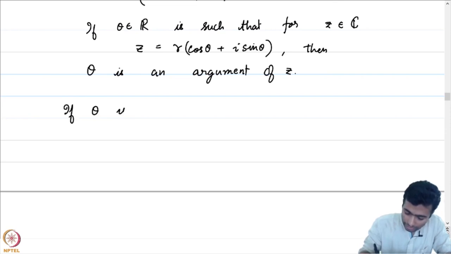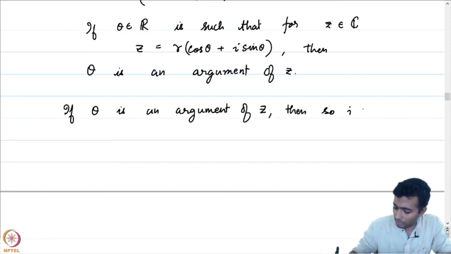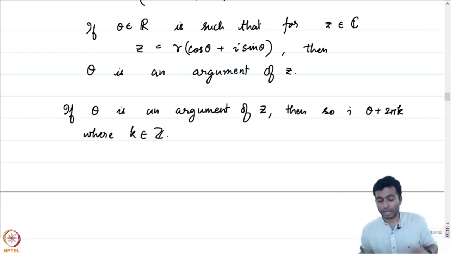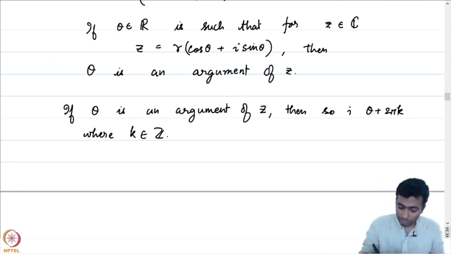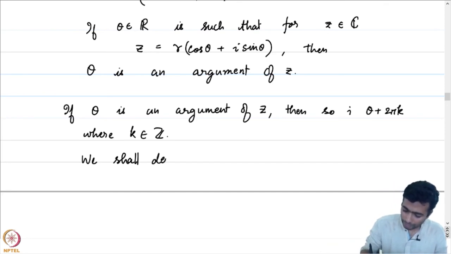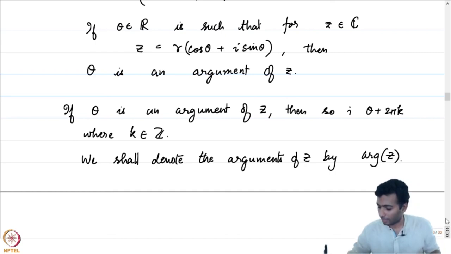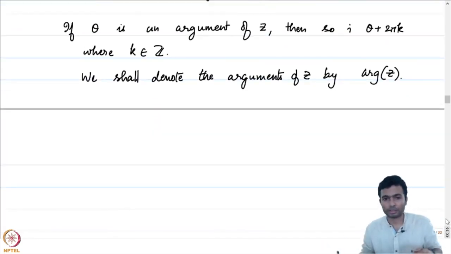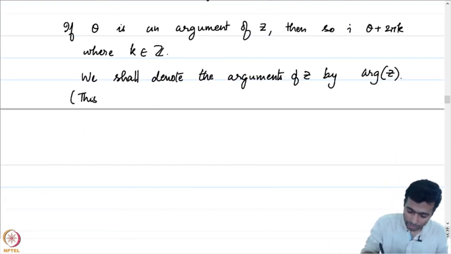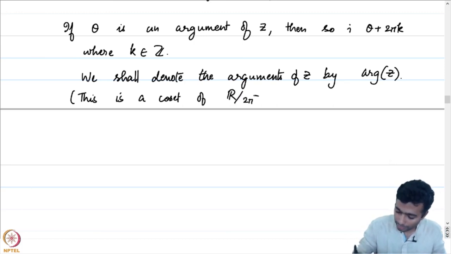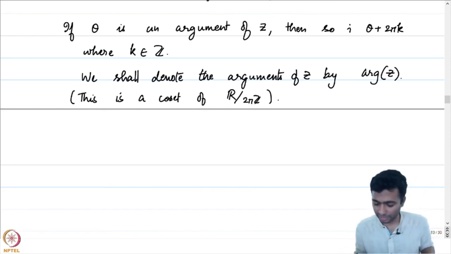Let me note that if theta is an argument of z, then so is theta plus 2 pi k, where k belongs to the integers. And again, basic trigonometric rules tell us that these are all the arguments. So, we shall denote the arguments of z by arg z. And the above remark can also be said in an algebraic manner, that this is a coset of the additive group R mod the cyclic group generated by 2 pi. So, the argument can be thought of as a coset here.